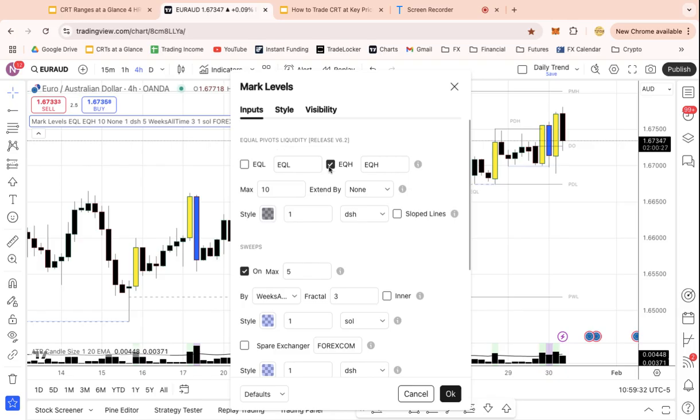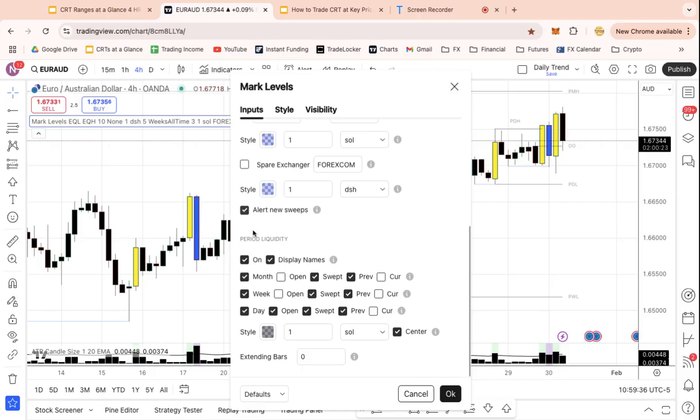First off, I get rid of the equal highs, equal lows. I don't need that. I scroll down to the month. I'm not concerned with any month price levels, so I just uncheck all of that. For the week, I'm going to do the current, and I'll check previous. I don't want that. I'll leave the swept there. And then for the day, and also open.